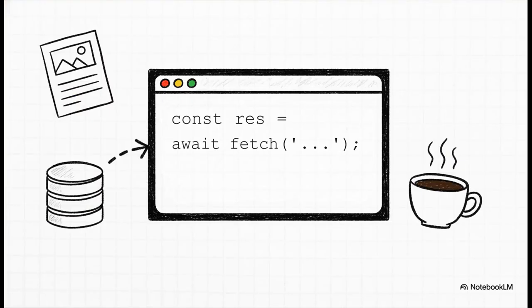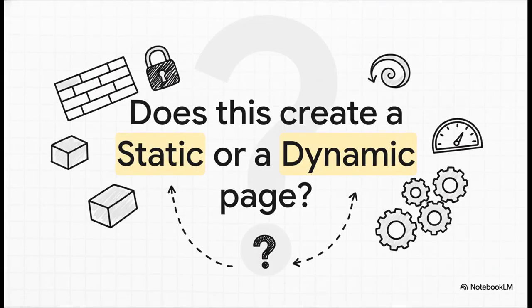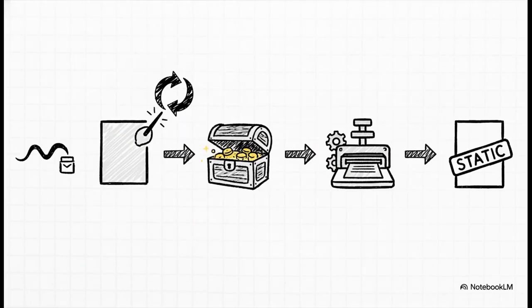All right, let's say you're building a blog. You need to get your posts, so you write some code. A standard fetch call. Nothing special here, just plain old JavaScript that you've written 1,000 times. So here's the question. You're fetching data from an API. That's got to make the page dynamic, right? I mean, it has to be built on request. That just makes sense.